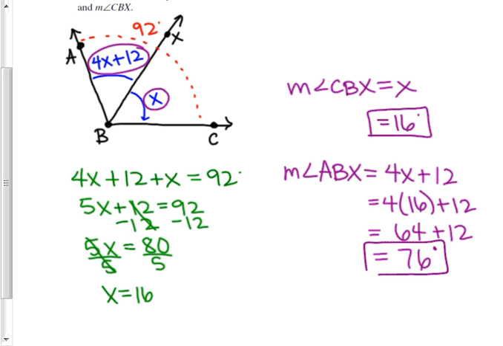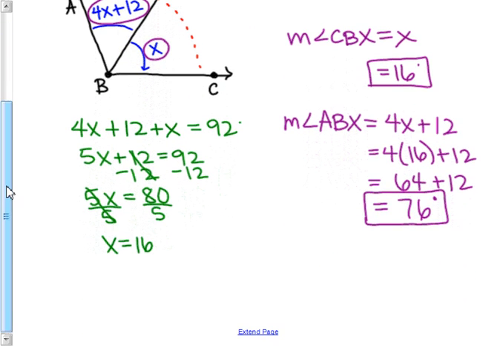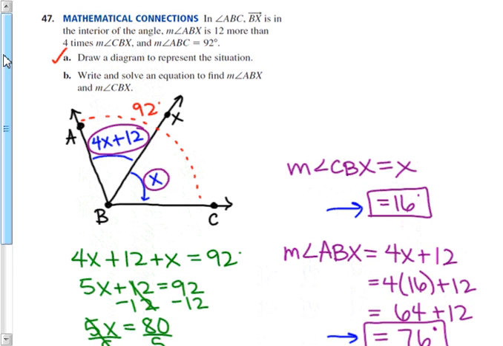Okay. So I have the measure of angle CBX and the measure of angle ABX, and it told me from the beginning that the entire thing was 92, so I'm going to check my work. Does 76 plus 16 give me 92 degrees? Let's check it. 76 plus 16 gives me 92. Yes, so I was correct. So this is one of the answers, this is one of the answers, and I did B. Check.